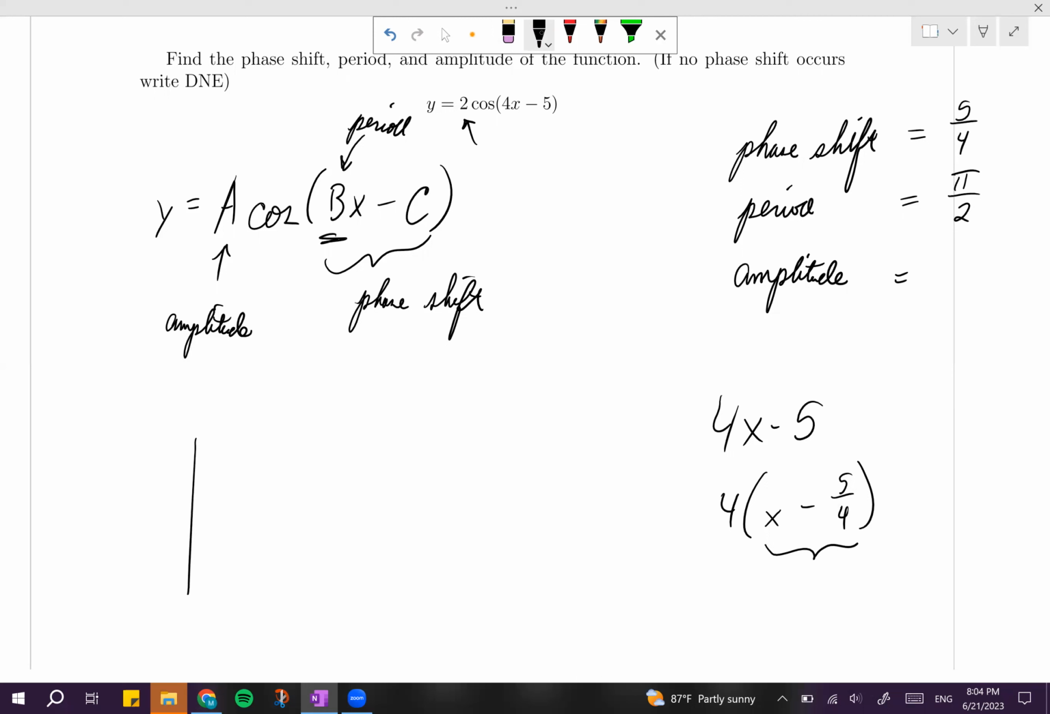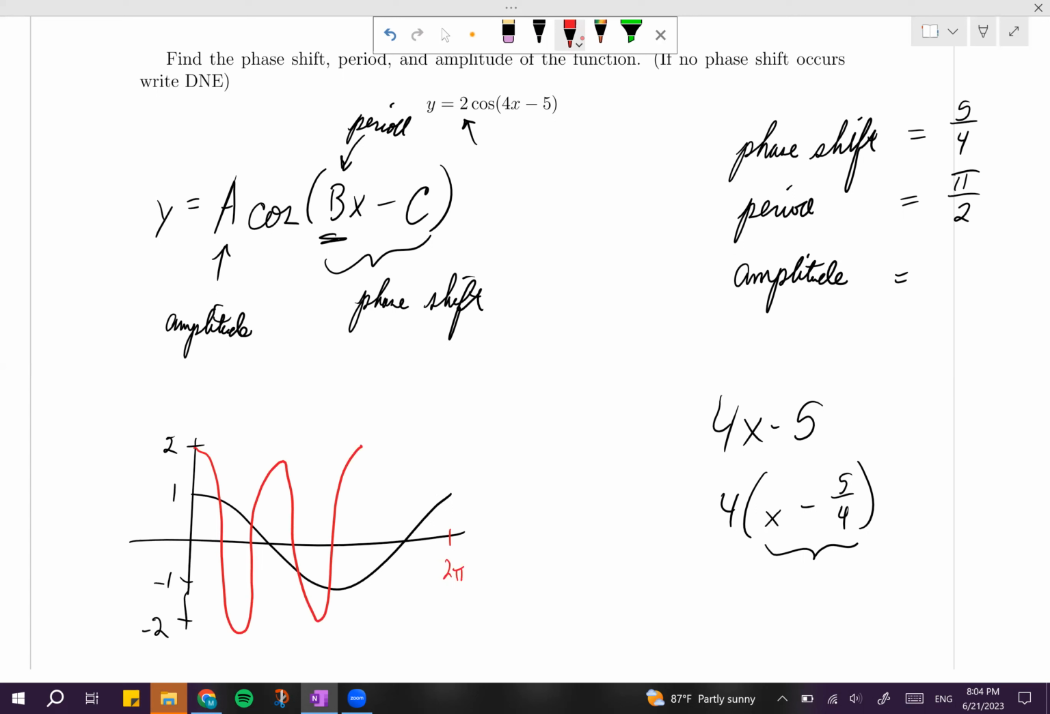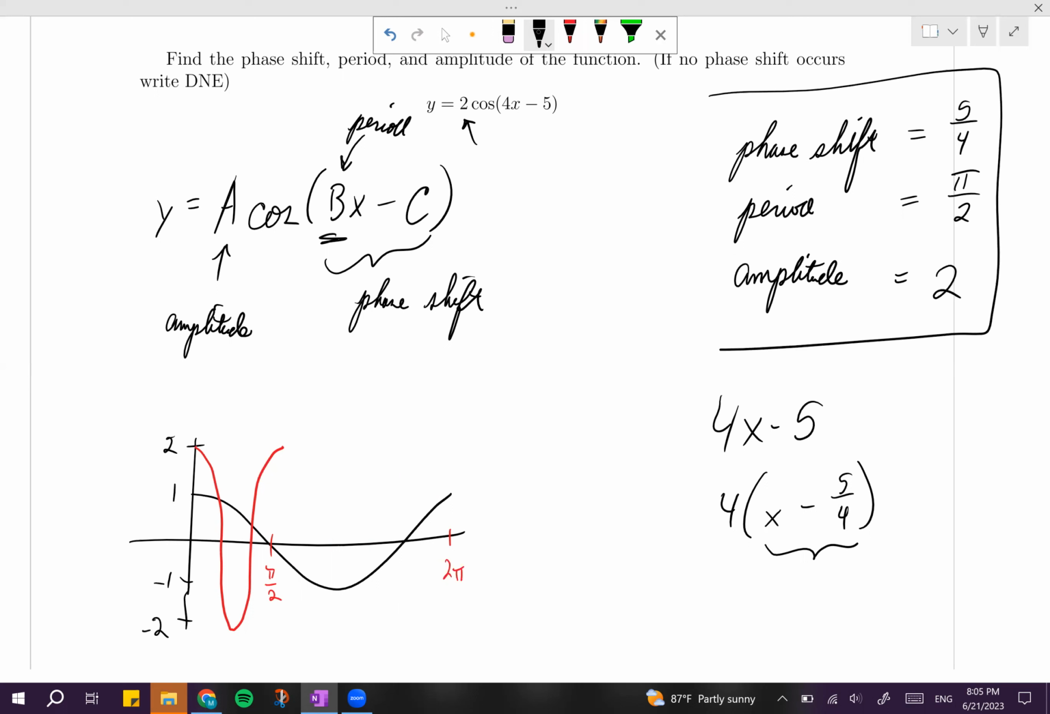That tells me that normally my cosine graph looks like this at 1 and -1. But because there's a 2 there, it's going to go up to 2 and down to -2. So for this problem, my graph would look something like this. You can plug it in Desmos and see, but it would go down to 2 and back up at pi over 2. Right? So my amplitude is 2. And that would be my solution.